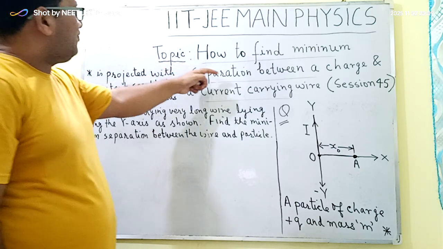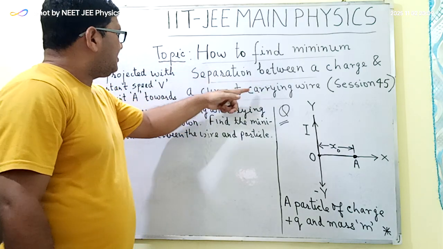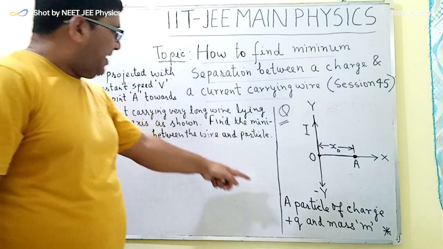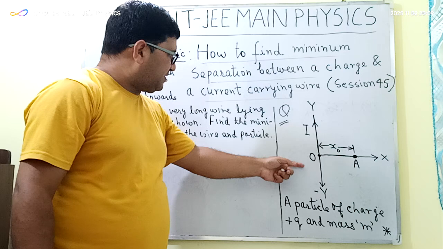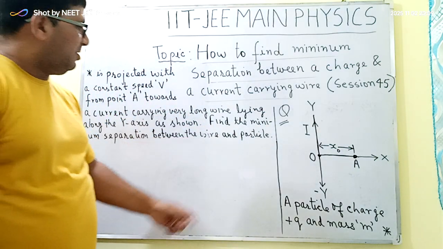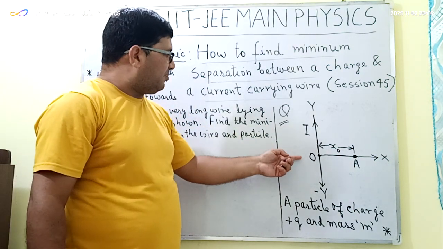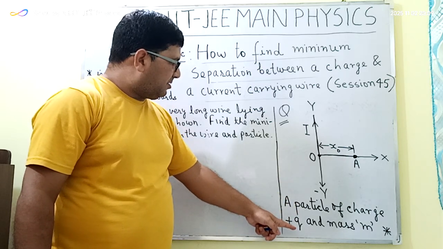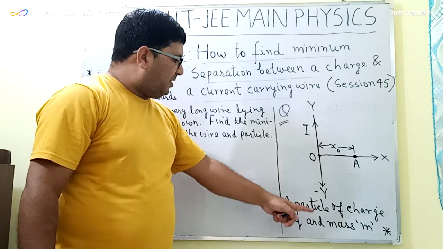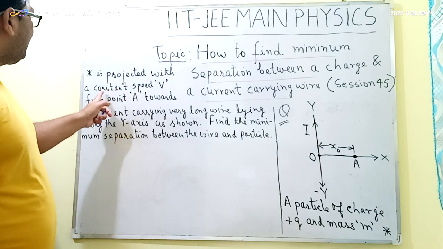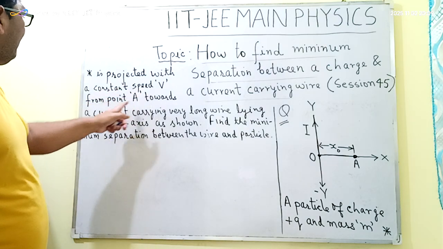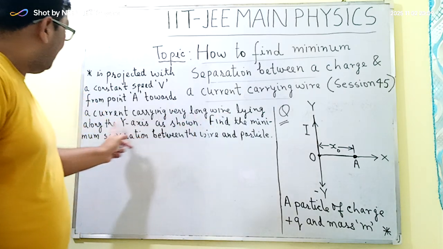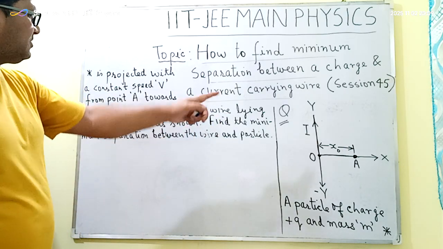The topic is how to find the minimum separation between a charge and a current carrying wire. Based on this topic I have one question for this session which is written here on this board. This question has been taken from one of my books and the question is: a particle of charge plus q and mass m is projected with a constant speed v from point A towards a current carrying long wire which is lying along the y-axis as shown in this figure.